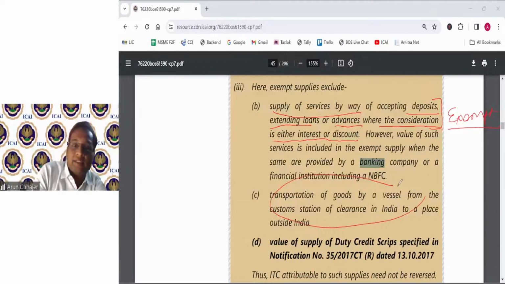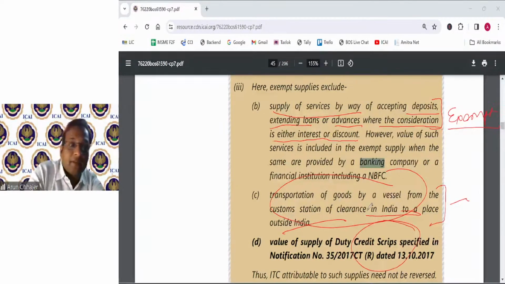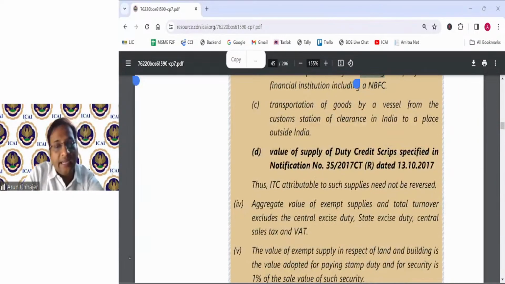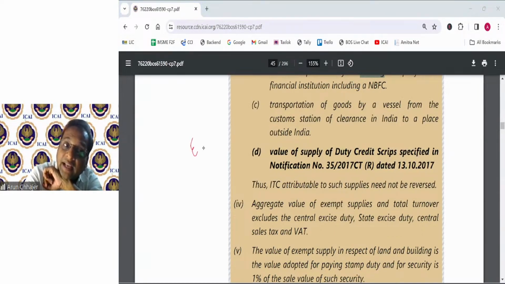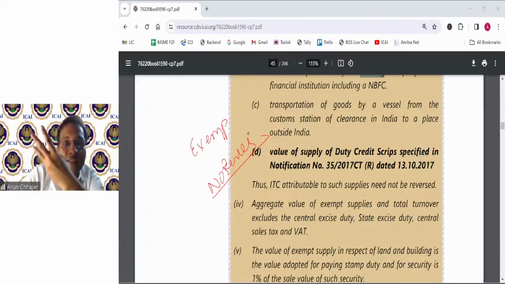Transportation of goods by vessel from a customs station in India to a place outside India is exempted, but again no reversal will apply. Duty credit scrip specified in the notification, this is correct. ITC attributable need not be reversed. So, what happened? Because of these items which are actually exempted, no reversal is required. Correct? So: interest, transportation of goods by vessel from India to outside India, and third is the value of the duty credit scrip.